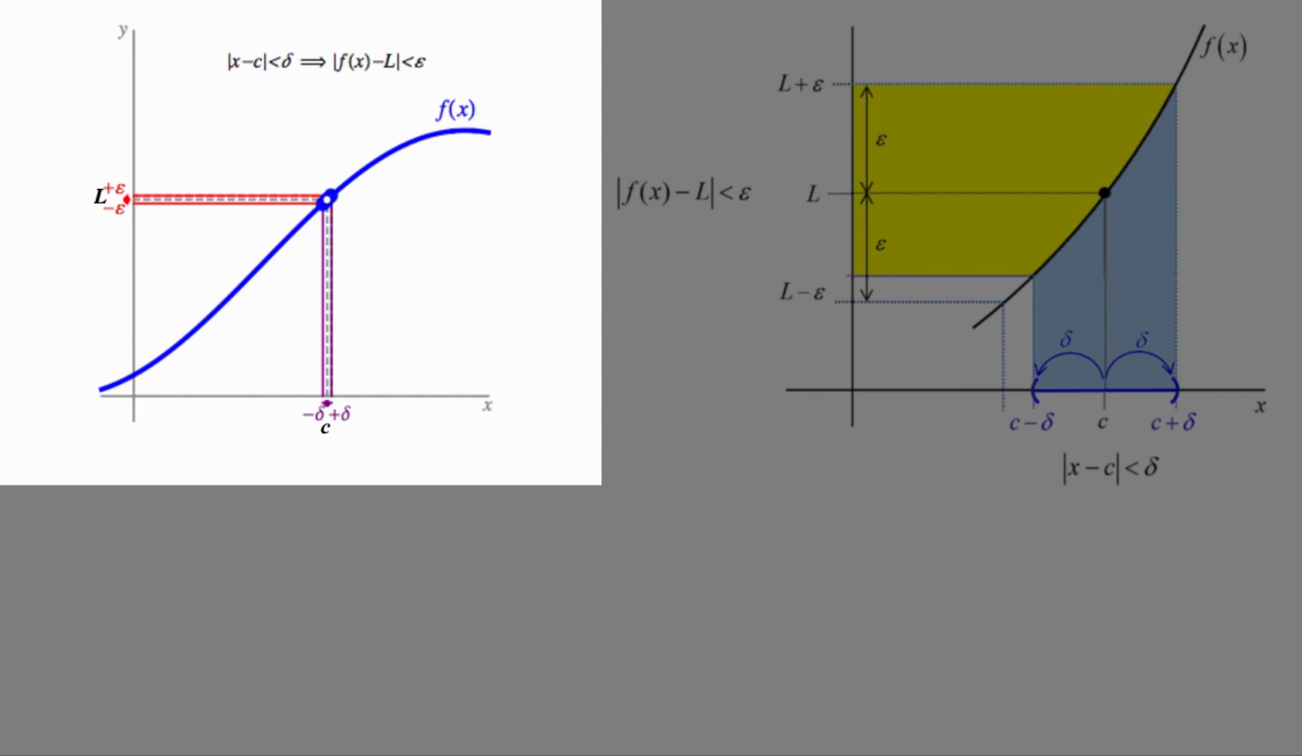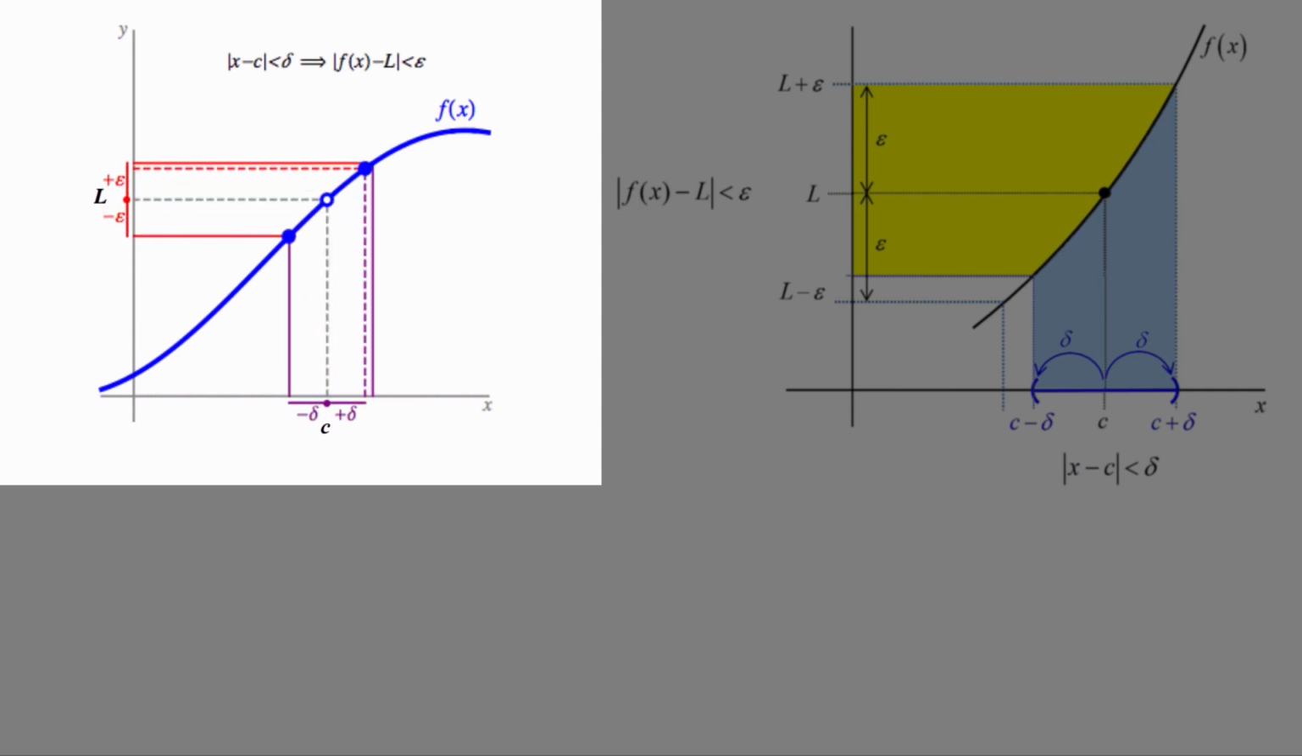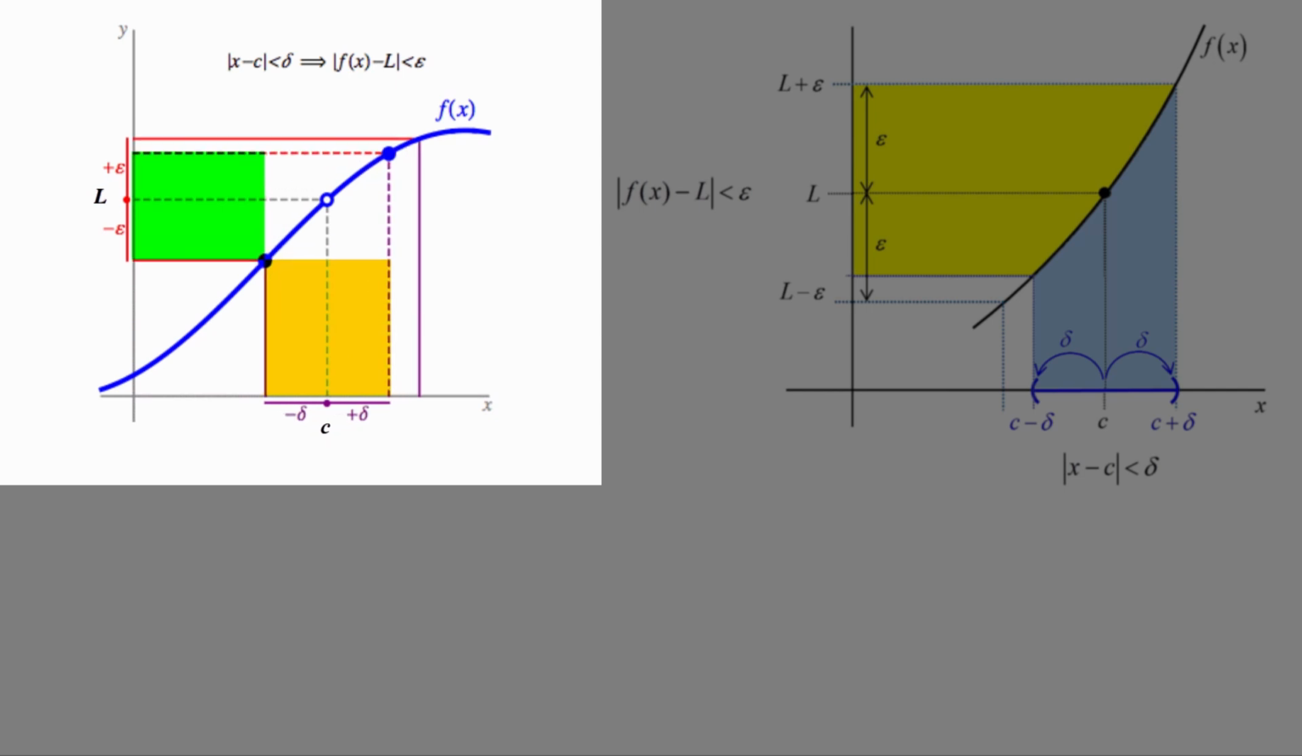Now, as epsilon gets bigger, we can see that delta has to change as well. So if we want to keep our y values within the zone from L plus epsilon down to L minus epsilon, then we will need to keep our x values within delta of C, meaning our x values can go to C minus delta up to C plus delta. Now, if we let epsilon get bigger, then delta has to get bigger.